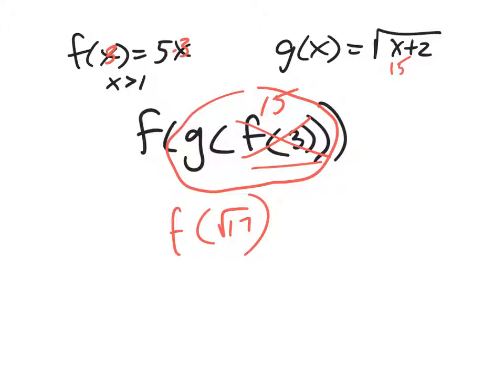Now I stick the square root of 17 into the f function. And it's normally 5x. I'm putting an empty spot, and I'm going to drop in the square root of 17. 5 root 17. How many of you had that one right? Raise your hand if you did. Okay, excellent. 12-minute warning has happened.